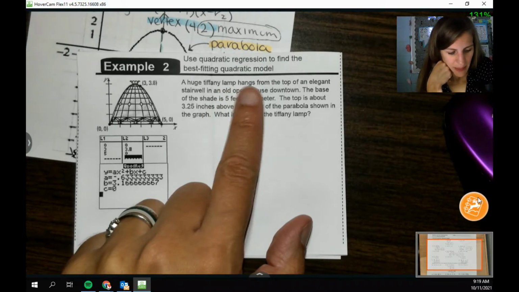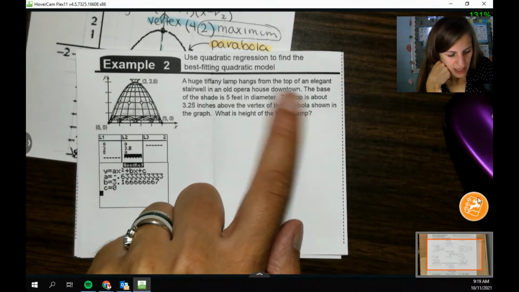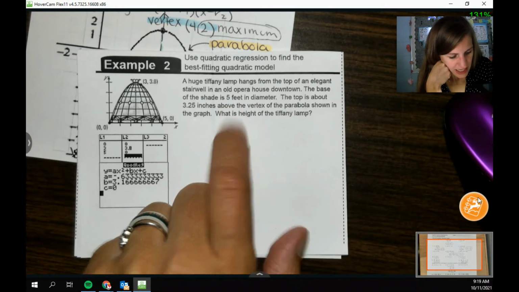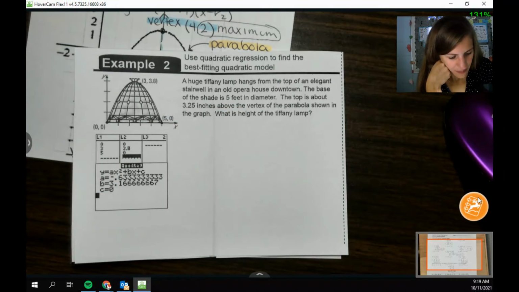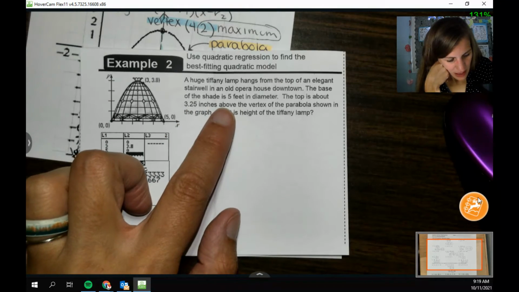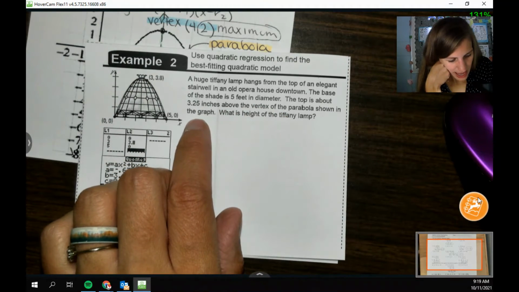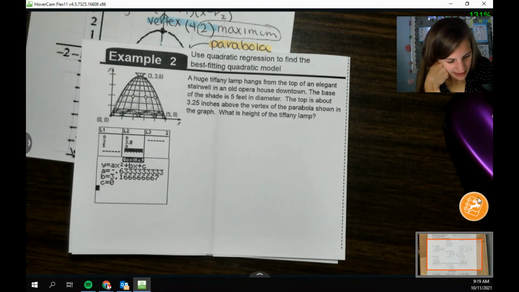So a huge Tiffany lamp hangs from the top of an elegant stairwell in an old opera house downtown. The base of the shade is 5 feet in diameter. I can kind of see that. The top is about 3.25 inches above the vertex of the parabola shown in the graph. What is the height of the Tiffany lamp?